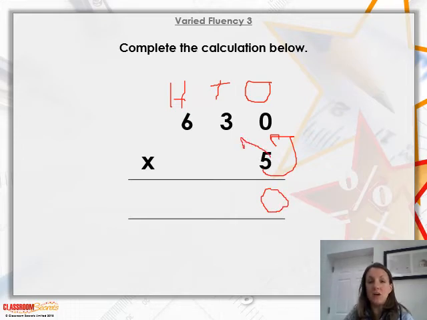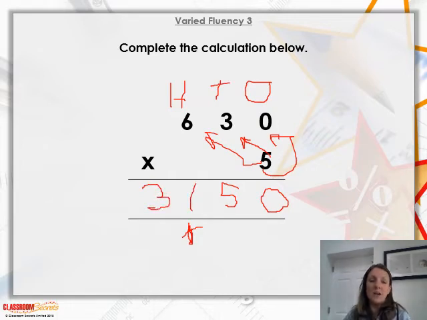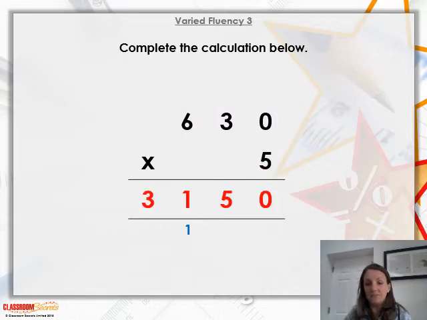5 times 3. 5 times 3 is 15. And just like you would in addition, you move the number that you're carrying over onto the next column. And then it's going to be 5 times 6 is 30, plus my 1 down here in the bottom is 31. So the answer is going to be 3,150. And hopefully, if you tried it on your own, you got the same answer.